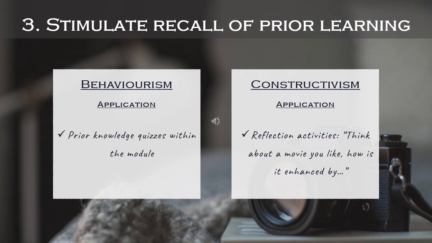To stimulate recall of prior learning, I will use prior knowledge types of quizzes within the module for the behaviorism side of things. And for constructivism, I will use reflection activities. So, for example, think about a movie you like. How is it enhanced by camera work or by lighting or by different camera angles? So I would have them pre-think the knowledge that we're going to cover in the course by applying it to some movie that they've seen before.